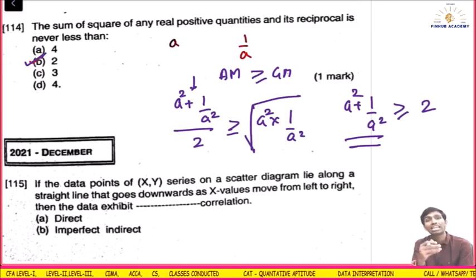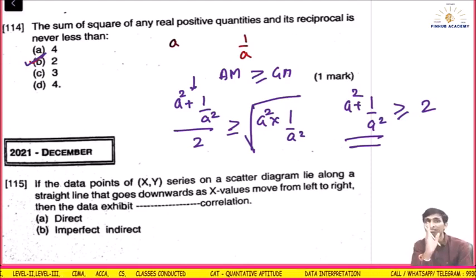I will use the property of AM and GM. On the left hand side I have taken the arithmetic mean. So after solving this, it should be fixed in the mind that the answer will be greater than or equal to 2. In the exam we are not going to solve this.